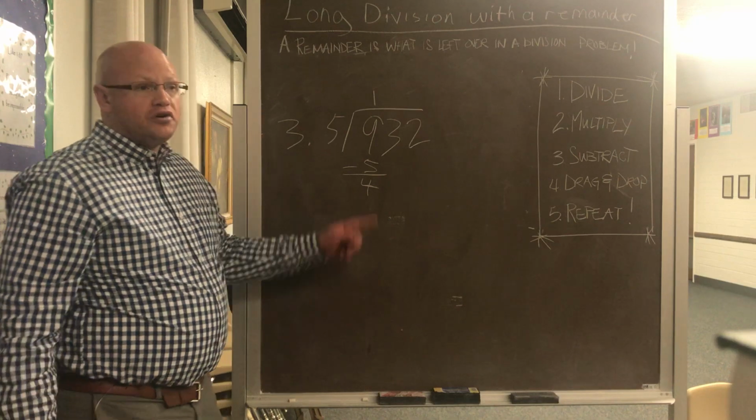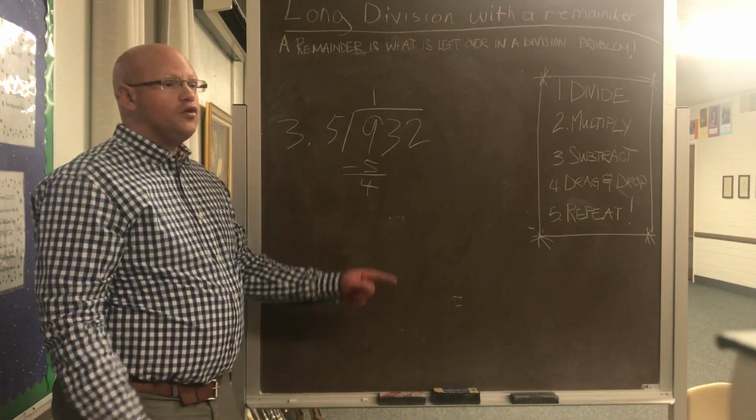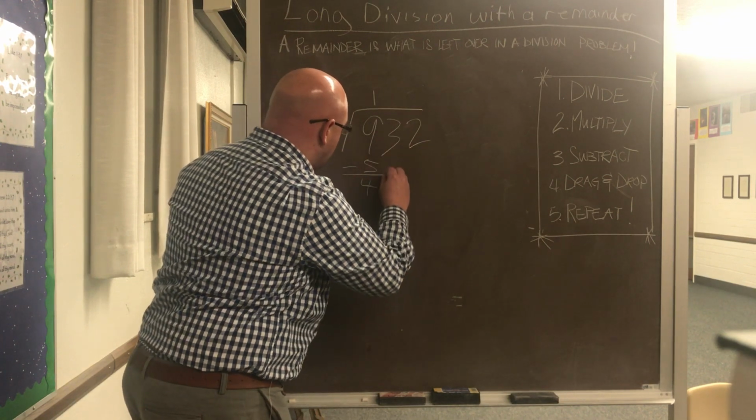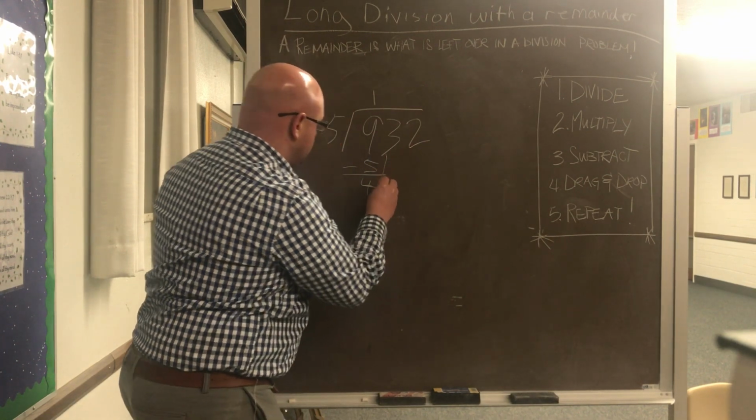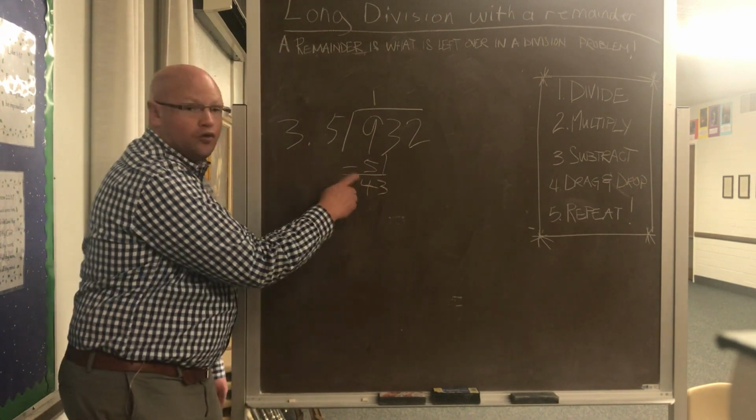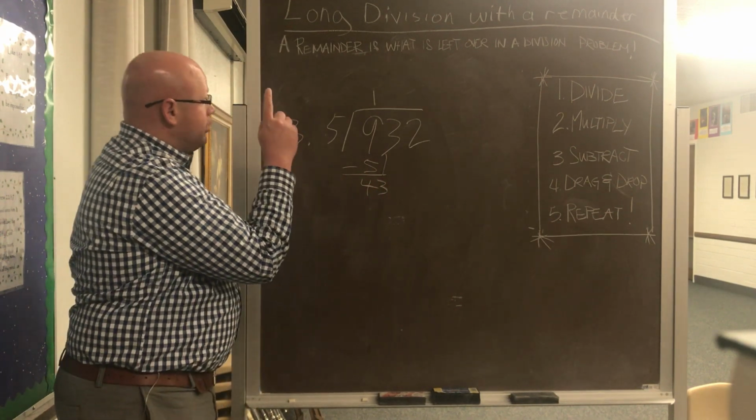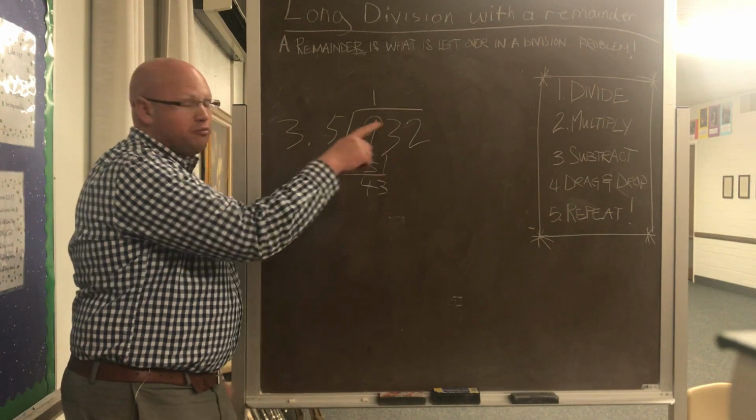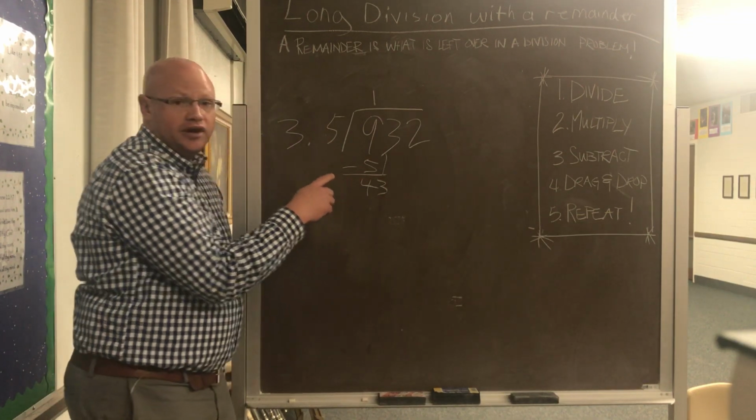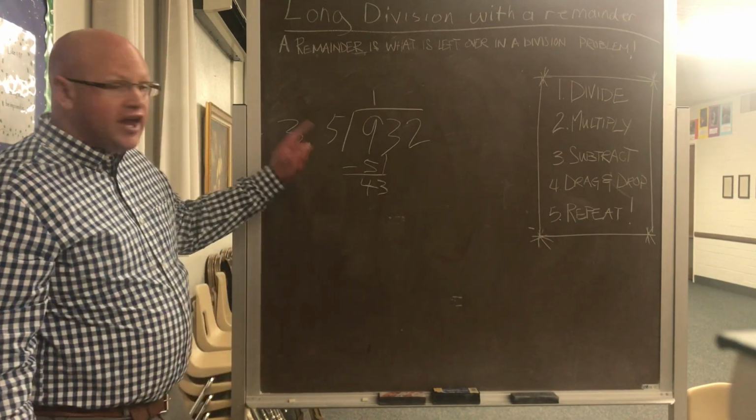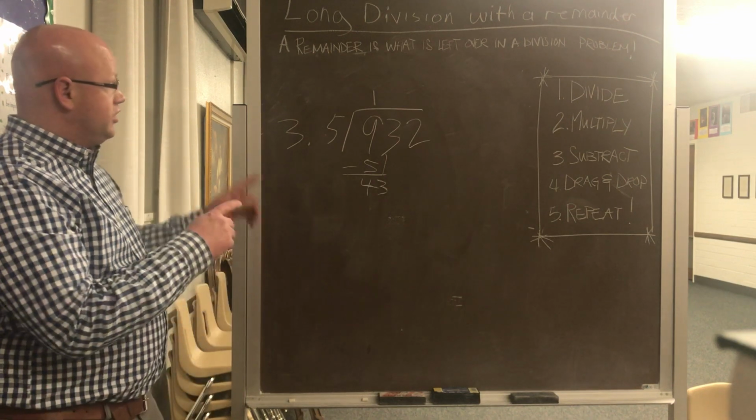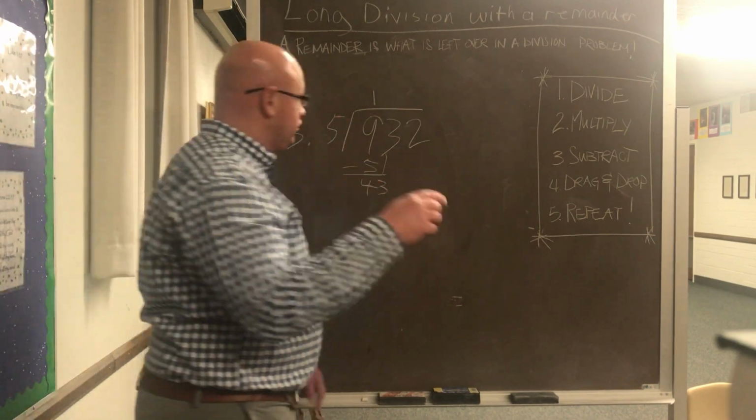And then what's the fourth step? The fourth step is drag and drop. So we drop that 3 down here, and it comes out as 43. And then we repeat the process. We divide that 5 into 43. So 5 can go into 43, but we don't know how many times 5 can go into 43. So let's work this out.